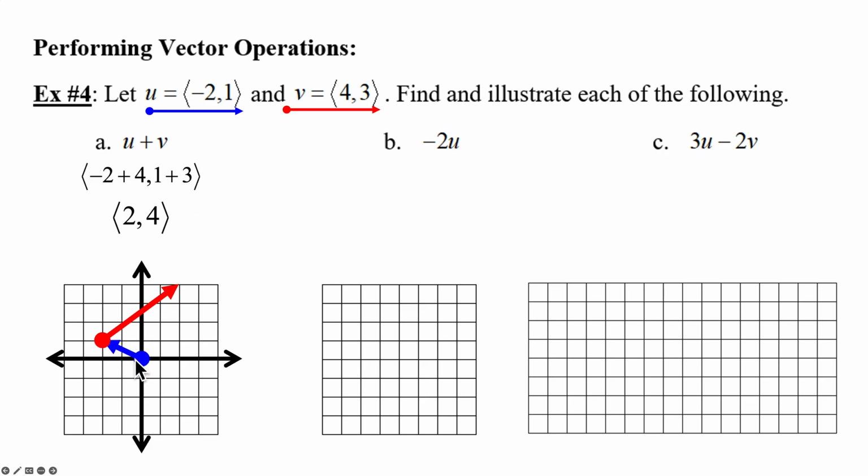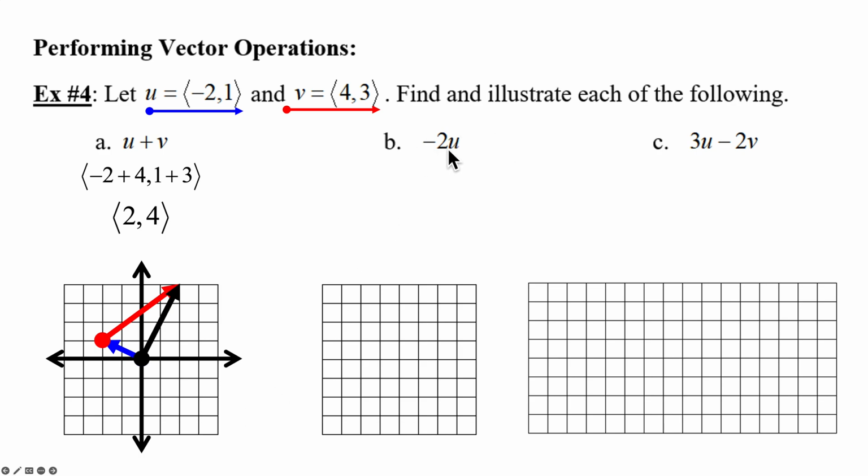Or, if you wanted to, you could also do it this way. Graph your negative 2, 1 from this point, treat that like the origin, and go 4 right, 3 up. There, you're at the terminal point. There's your resultant vector. So two nice ways to look at it graphically.